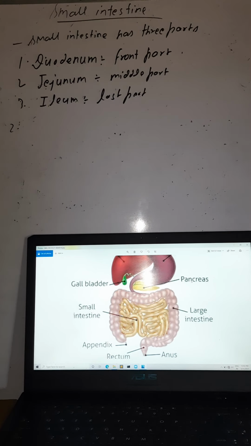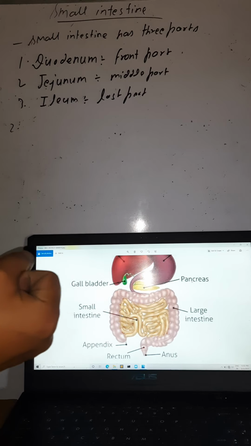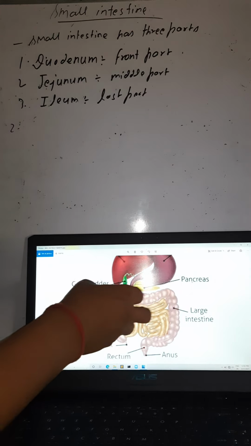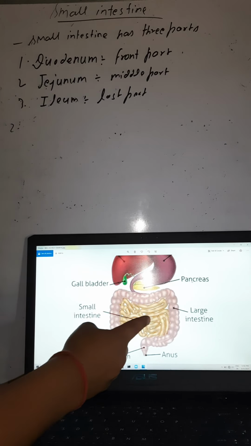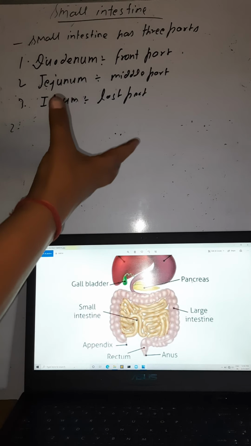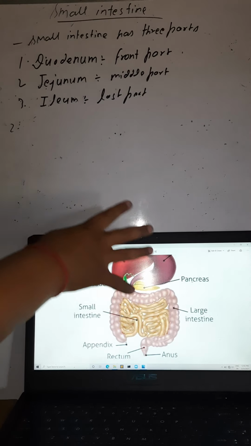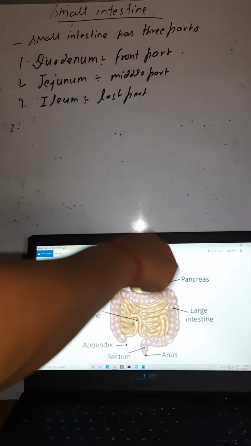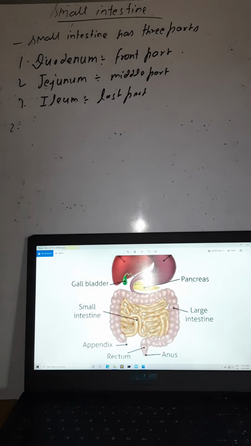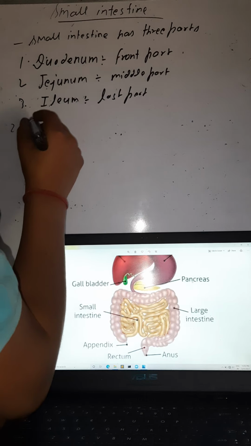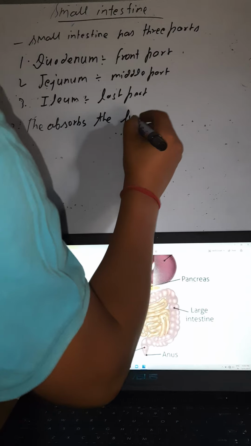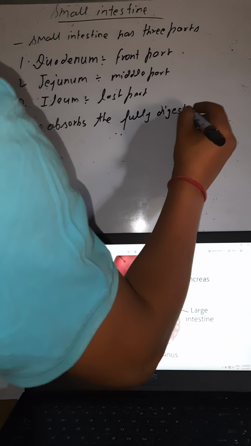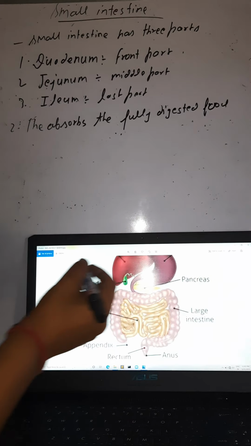Okay, so what happens in the jejunum? The jejunum absorbs the fully digested food, because in the duodenum the food has been digested. So now the digested food enters the middle part called the jejunum. This jejunum absorbs the digested food and sends it to all parts of your body. Okay, so this takes place in the jejunum. The jejunum absorbs the fully digested food. How does it absorb?